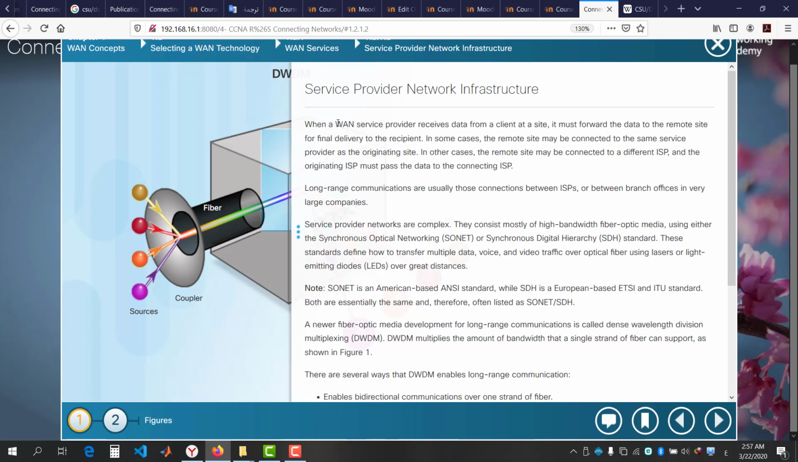When a WAN service provider receives data from the client at a site, it must forward this data to the remote site for final delivery to the recipient. In some cases, the remote site may be connected to the same service provider as the originating site. In other cases, the remote site may be connected to a different ISP, and the originating ISP must pass the data to the connecting ISP. I'll translate in Arabic.